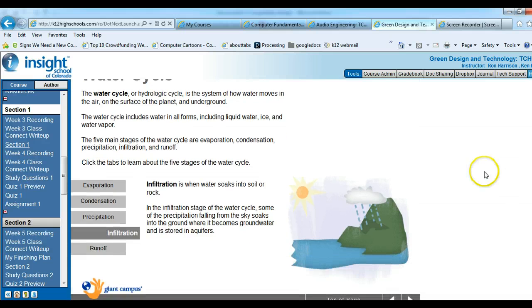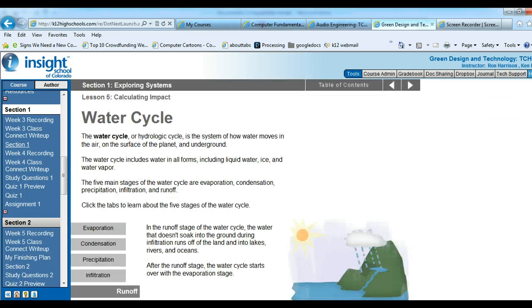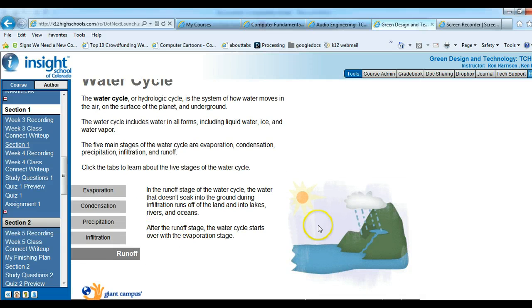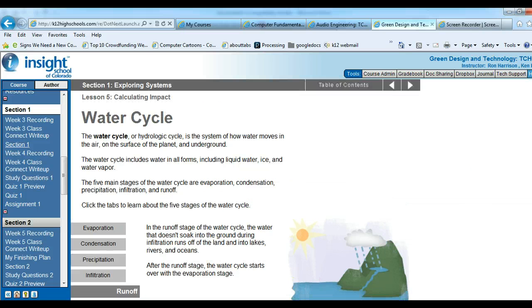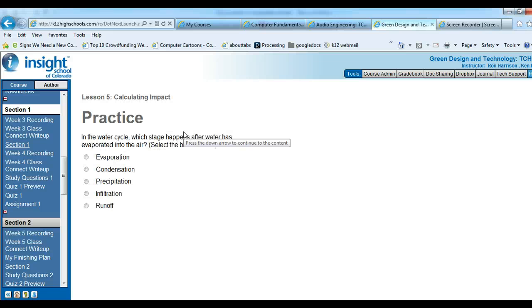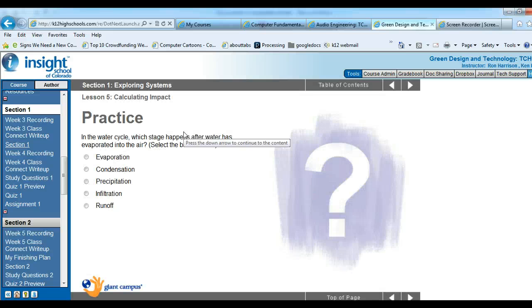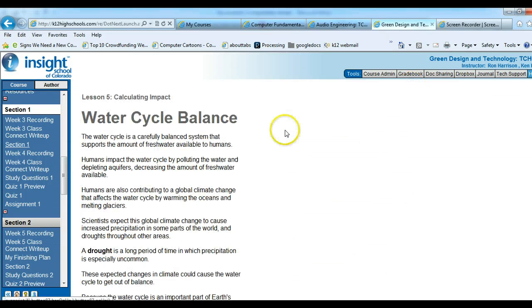It can infiltrate, meaning it can soak into the soil, into the rocks, so it permeates the soil, and that fills up our groundwater, which is really important, our groundwater and our aquifers. Or if the rain is too much, then it can run off, and that runoff runs into lakes and rivers and ultimately into our oceans. Then the cycle starts again, water is evaporated from our oceans and big lakes, and it all starts over again. So that's the water cycle. So it's important to know how the water cycle works so you can understand your effects on the environment. So go through that practice, see how you can do on those.